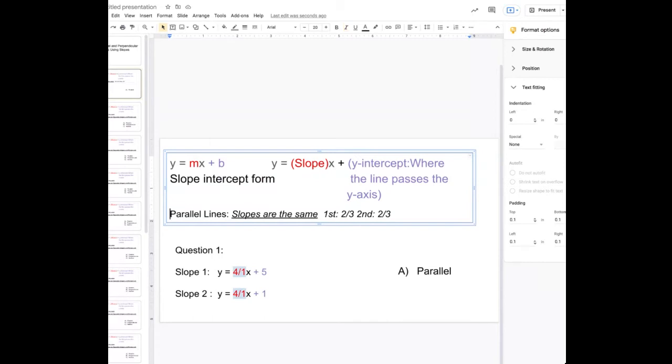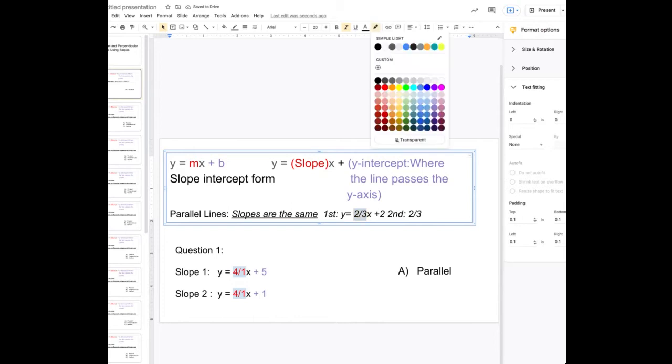And here, the first example we're going to be talking about is parallel lines. What are parallel lines? Parallel lines are lines whose slopes are the same. That's how we determine if they are parallel. For example, the first one here is y equals 2/3x plus 2. Again, our slope is 2/3. I'm going to highlight that for you.